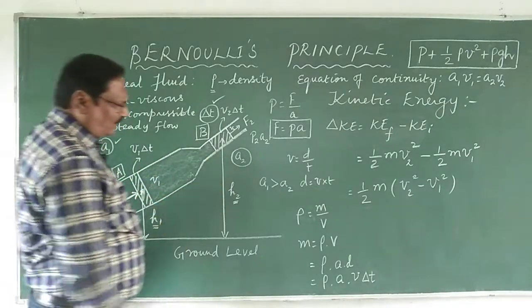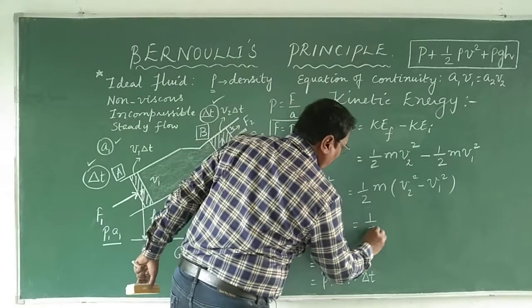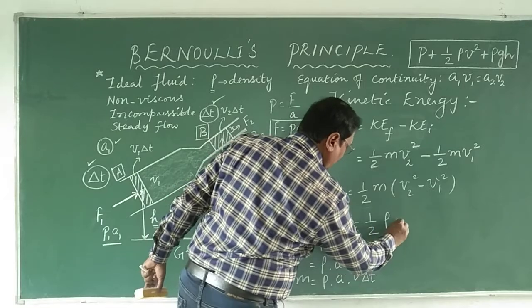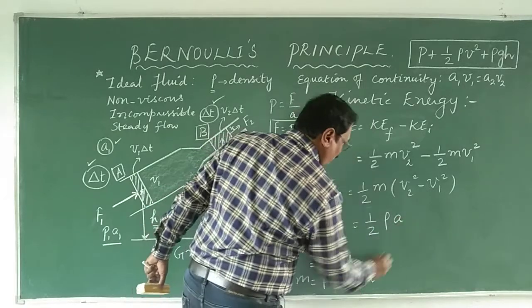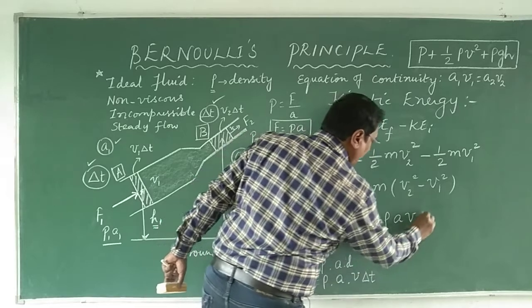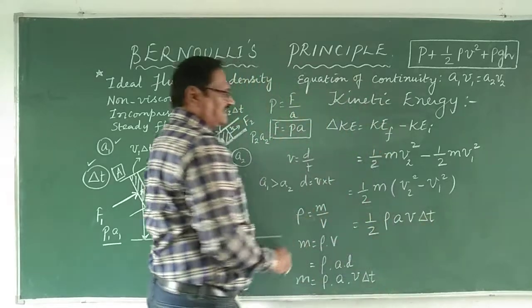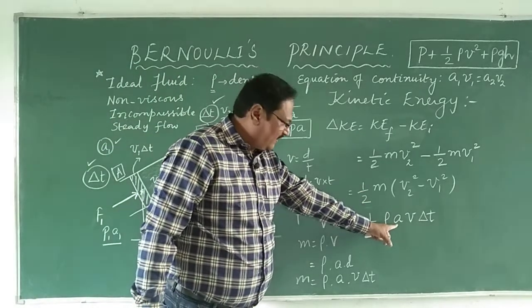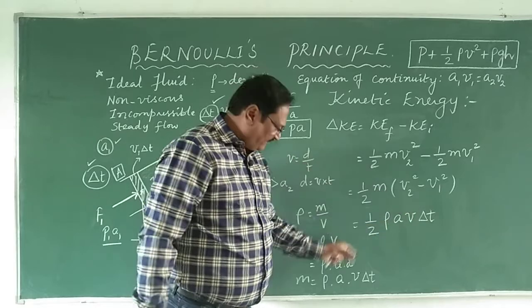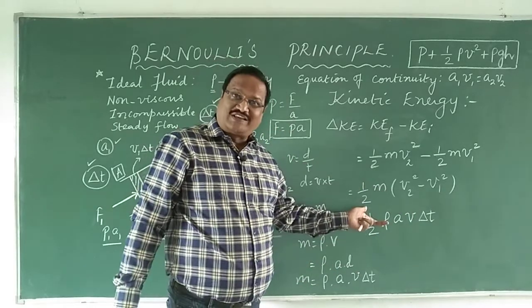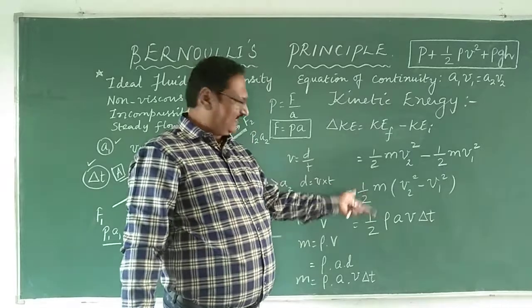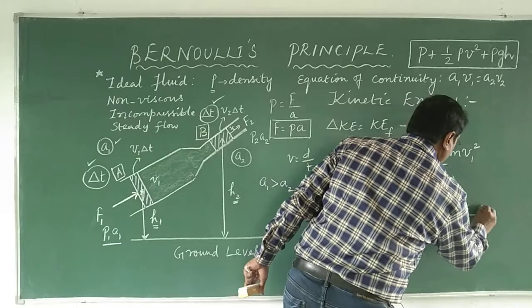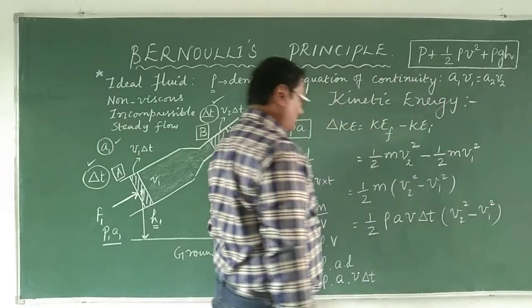Okay, fine. So what I am going to do, that is equal to half into mass, which can be written as rho A V delta T. So this I have taken as a constant. If you want, I can put rho 1, A1, V1 and all that. Instead of that, I have taken it as a constant, and I will justify the reason for that in the later part. Okay, so V2 square minus V1 square, this is the formula.